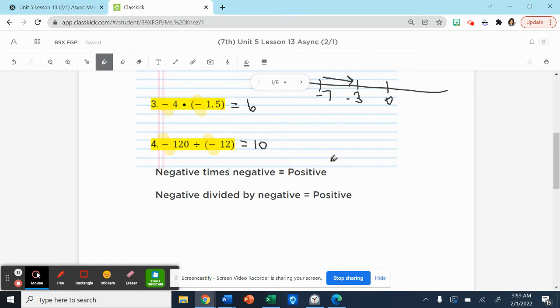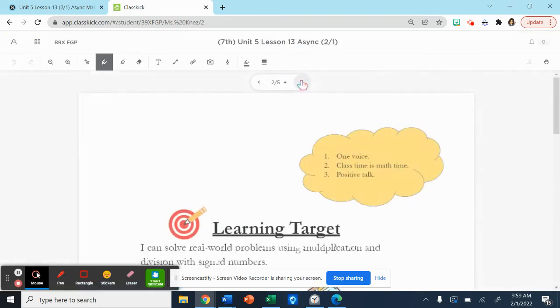There is more review of these simple operations with positive and negative numbers on this week's homework, which is posted in Delta Math. Let's meet on slide 2.